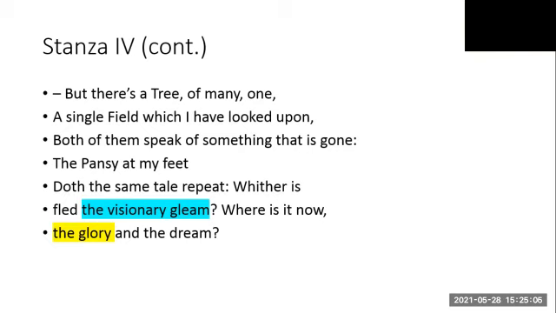The pensée at my feet, pensée is a kind of flower, does the same tale repeat. Of course, this is a personification of the pensée who repeats the same thing. Whither is fled the visionary gleam? Where is it now, the glory and the dream? The glory and the freshness of dream that was in stanza 1.